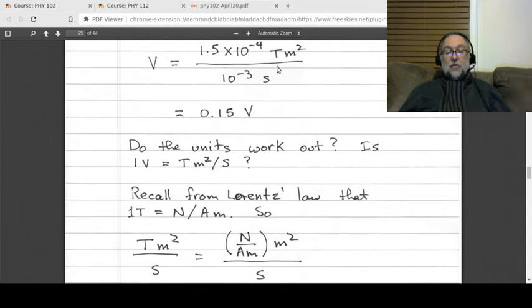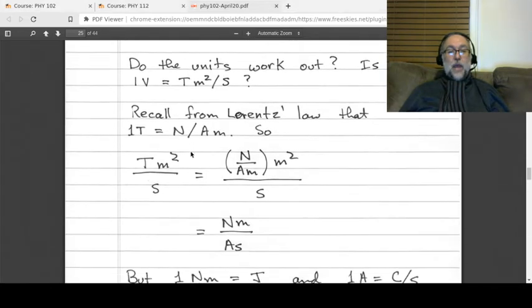Now the next question is, do these units work out? Namely, if you take a Tesla meter squared and divide it by a second, does that really give you a volt? I just said that it gives you a volt, and it's MKS, so it should, but does it actually work out to a volt? Let's find out. Is a volt really equal to a Tesla meter squared per second?